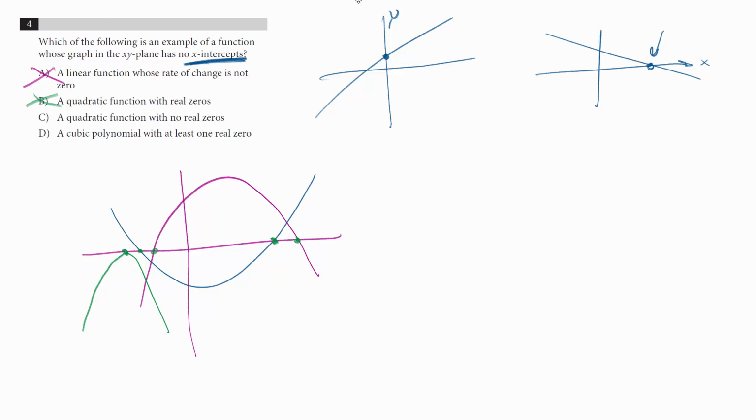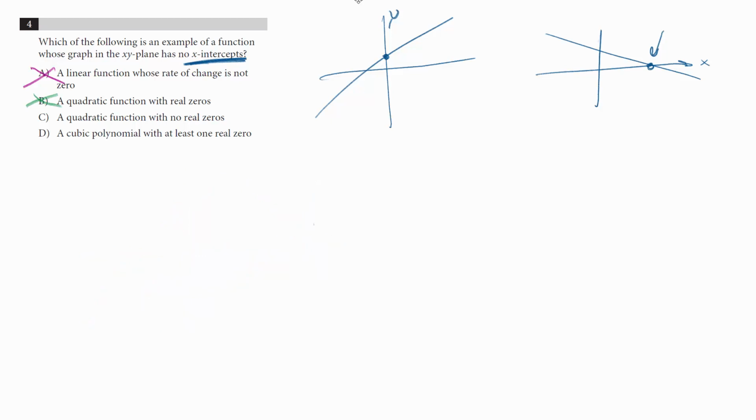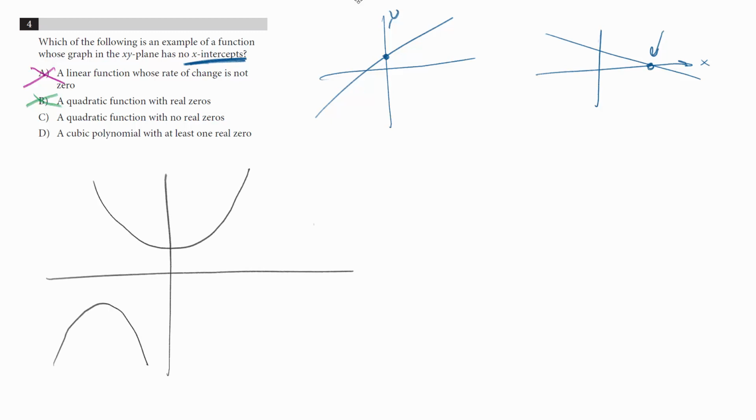A quadratic function with no real zeros. Let's see what option C would look like. So if our quadratic has no real zeros, that means it doesn't touch the x-axis anywhere. These will have zeros, but they'll be complex with imaginary numbers in them. So this one is in fact what we're looking for.